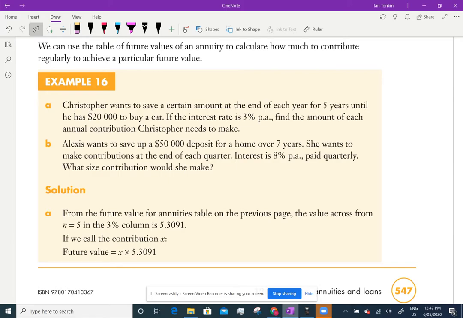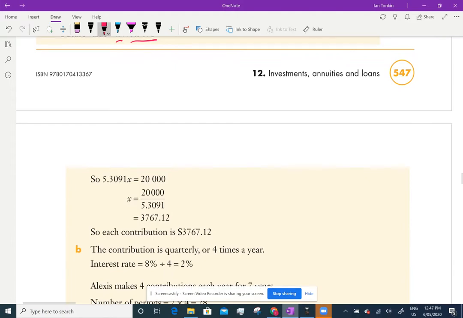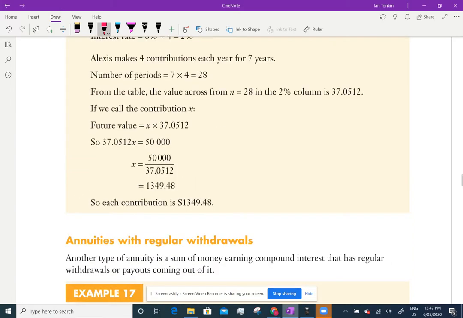So let's say here, this example, $20,000 to buy a car. You know the interest rate. How much will you have to put in each month? So you go to the table and you find this number, all right? And the future value equals whatever you're going to put in times that number. So you just write an equation, you divide by that, and that's how much money they have to put in. We'll do an example of that.